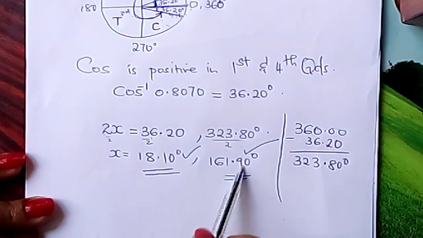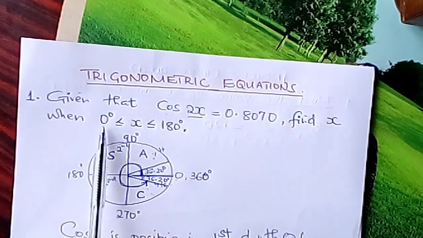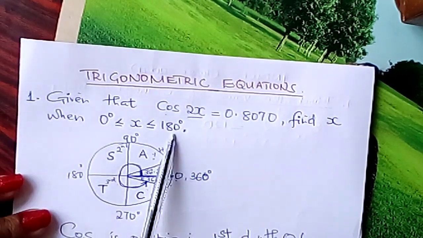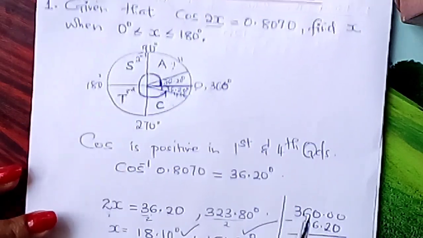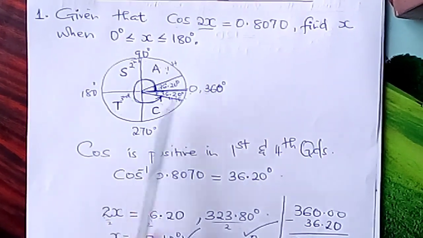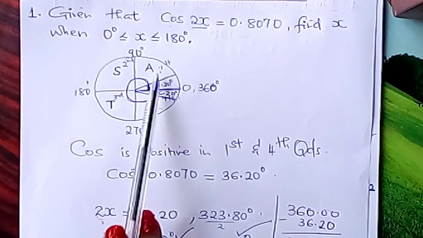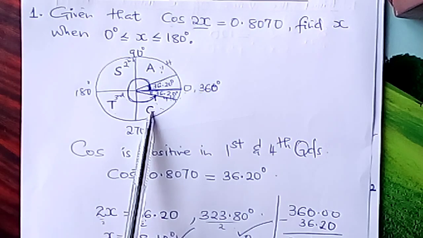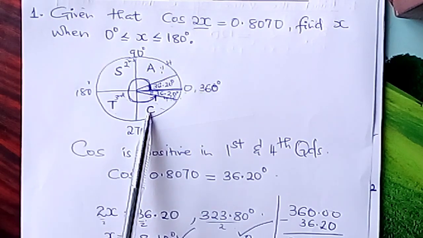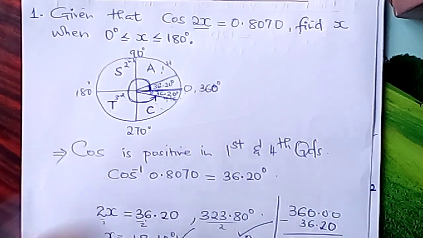And if you look at these values of x, learner, they lie within the range 0 to 180. And therefore, learner, I go through it very fast for mastering. So the first thing is to ask yourself, cos is positive in which quadrant? It is positive in the first and the fourth quadrant. That is the first question, learner. So this is the first step.